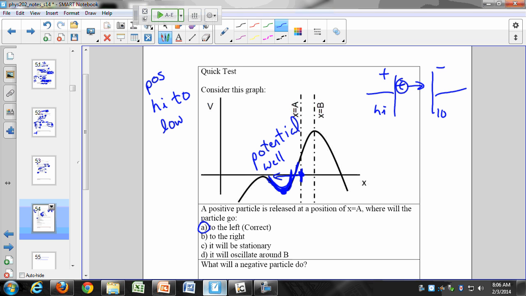You'll never reach rest. Well, I don't know. I mean, it must lose energy somehow. I'm not sure. I don't think so.